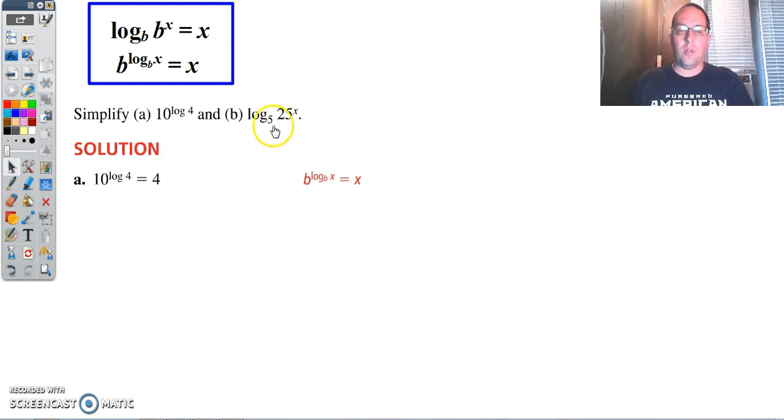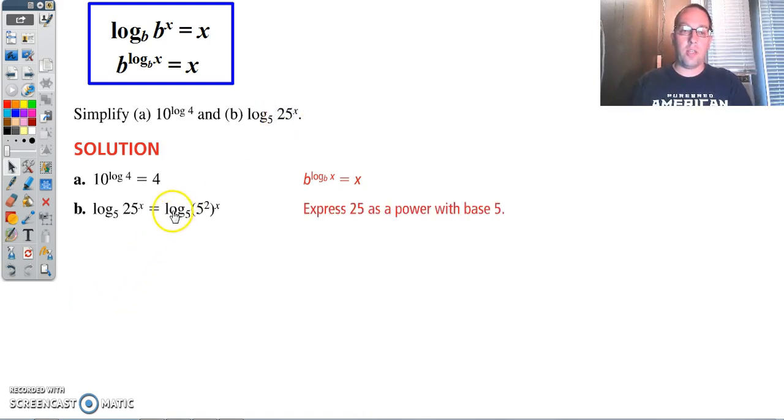All right. Now B is a little bit more complicated because the base of our logarithm is 5, but the base of the exponent is not 5. It's 25. But 25 can be written as an exponent with a base of 5, because 25 is 5 squared. So we could write it like that, log base 5 of 5 squared to the x.